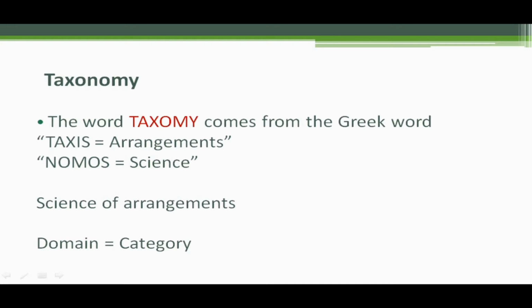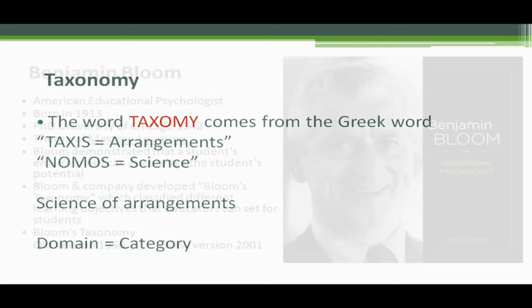Before talking about Bloom's taxonomy, it is really important that we know what taxonomy means. The word taxonomy comes from the Greek word taxis. Taxis means arrangement. Nomos means signs. So we can say signs of arrangement. The second word is domain. Domain means category. Benjamin Bloom classified taxonomy into three different learning domains, and these three learning domains will be discussed in the lecture.